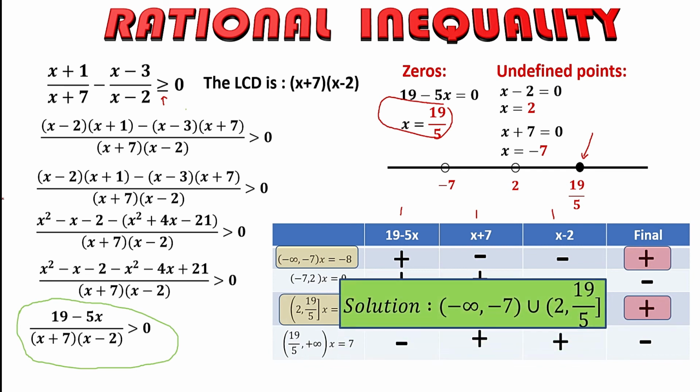Now the final solution is negative infinity to negative 7, union 2 to 19/5, including 19/5 because I have the equal to 0 here. You need to use a bracket. Next example. Now, using the graph, you put this interval on the graph from negative infinity to negative 7. It's here. And this is the interval 2 to 19/5. And you represent the solution of the inequality graphically.